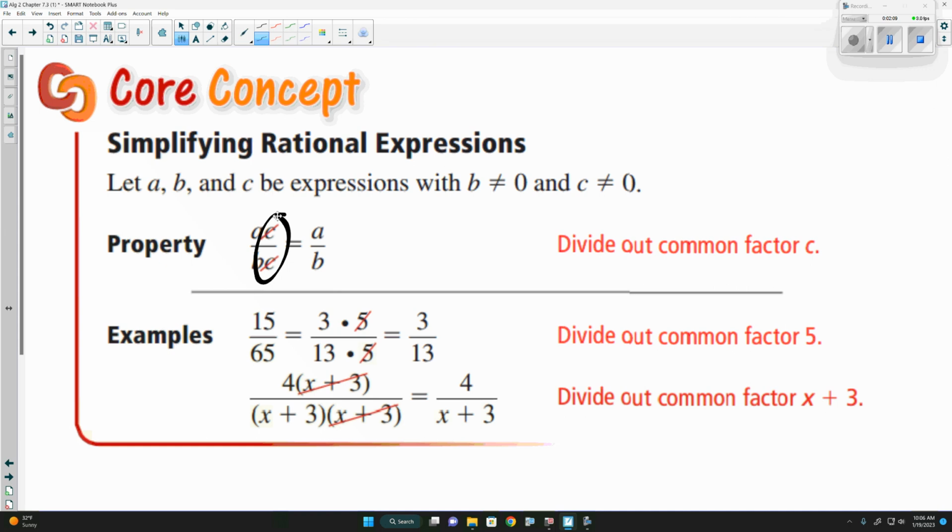Or if we have a number in common, so 15 and 65, they both have a greatest common factor of 5. We can simplify it out and get 3/13. I've done that before, simplifying fractions. We can do it with expressions. Since they both have an x plus 3 on top and bottom, we can cancel it out, leaving us with 4 over x plus 3. We're just simplifying top and bottom.